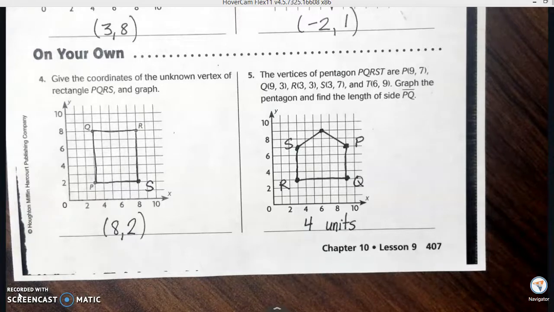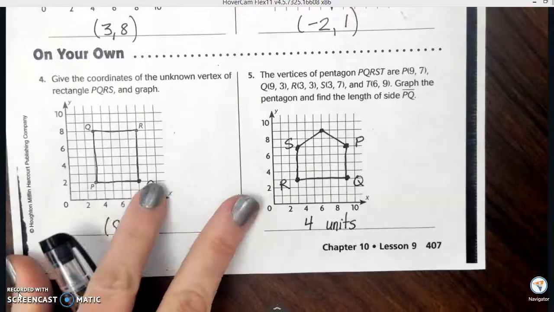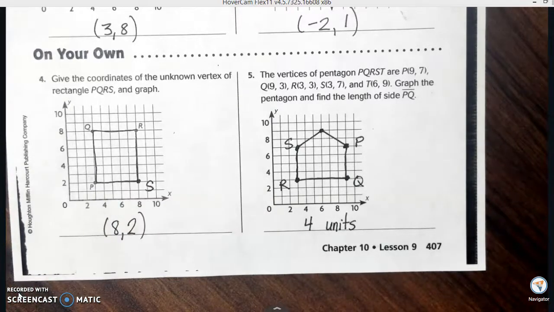Alright, so that pretty much wraps up the lesson on graphing figures on the coordinate plane. This also wraps up chapter 10. So once you finish this lesson, you are done with chapter 10.